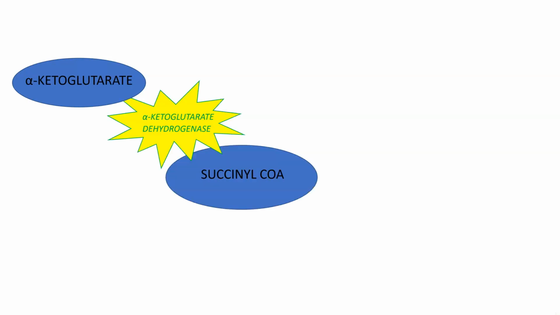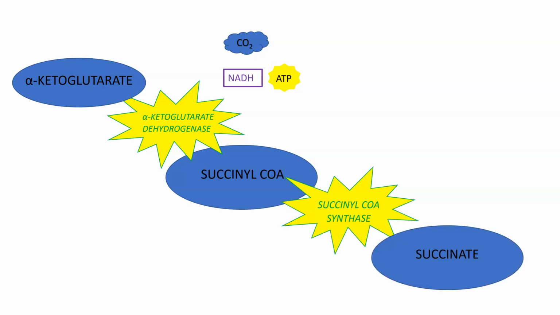Alpha-ketoglutarate is then combined with the enzyme alpha-ketoglutarate dehydrogenase to create succinyl-CoA. That process creates CO2 plus NADH, and the NADH again indirectly creates ATP. We then take the succinyl-CoA with the succinyl-CoA synthase to create succinate. That process will create ATP.